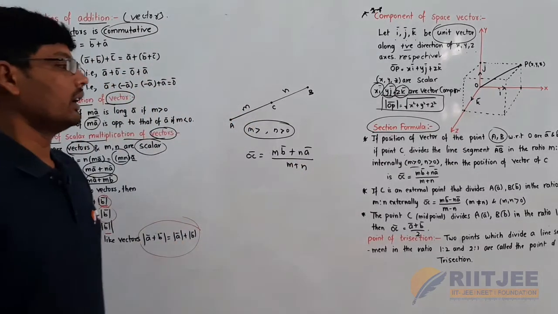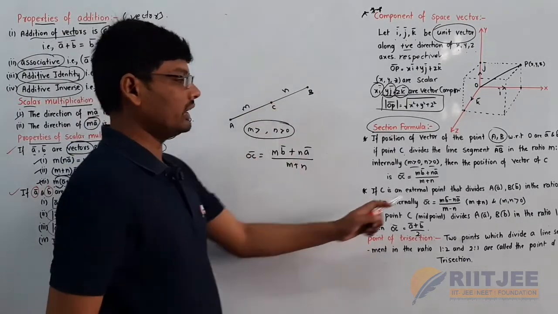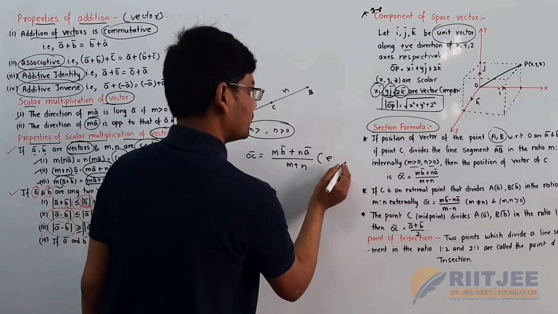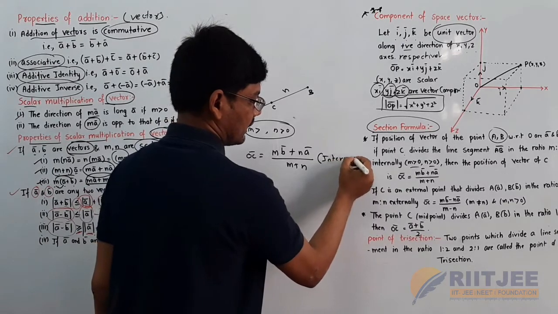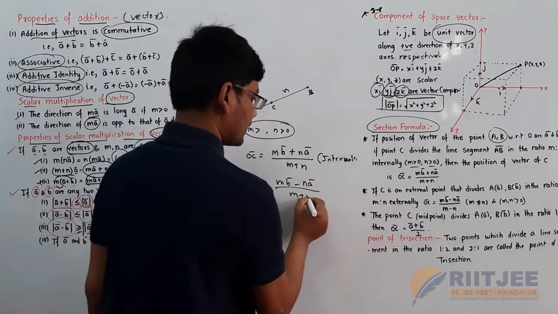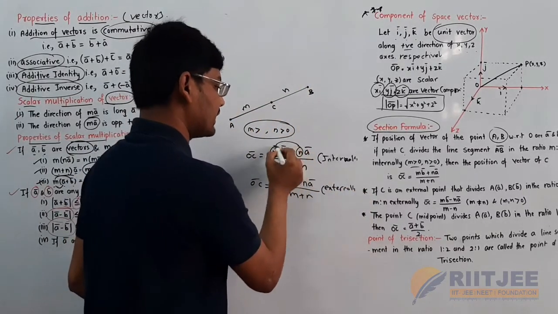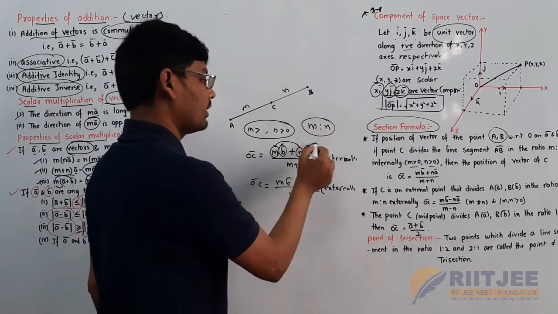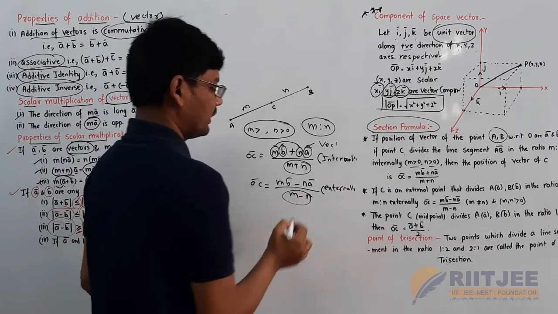Similarly, if a point C divides the line segment AB externally, then OC bar is equal to m b bar minus n a bar divided by m minus n. The previous one was the internal division, and this is the external division. Here m and n are the ratio m is to n in which the line is divided, b bar and a bar are the vectors, and the sum of the ratio is used for internal division and the difference of the ratio for external division.